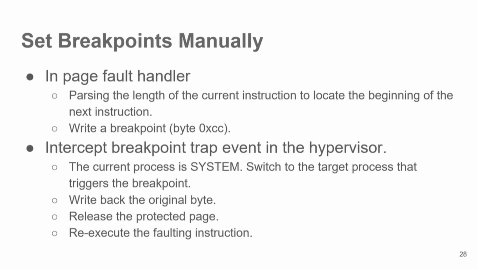So in the page fault handler, we just set a breakpoint, that's a byte CC, at the next instruction. So when that triggers, our hypervisor will intercept the breakpoint trap event, and we will write back the original byte and release the protected page, re-execute the faulty instruction, and let the kernel go again.